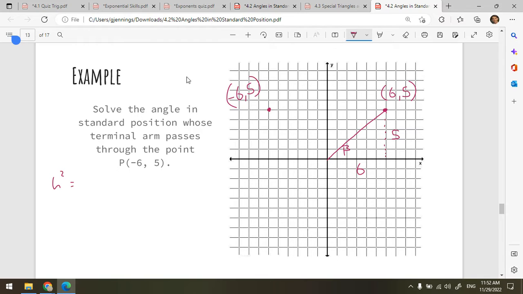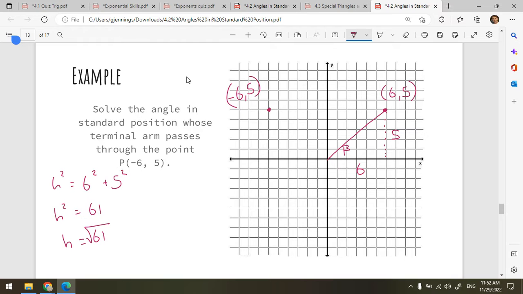We did this yesterday, right? So for those that didn't see this yesterday, we would do 6 squared or -6 squared. Doesn't make a difference. It's the same number. Plus 5 squared gives us 61. And then in order to find h, you take the square root of both sides. It's the square root of 61.